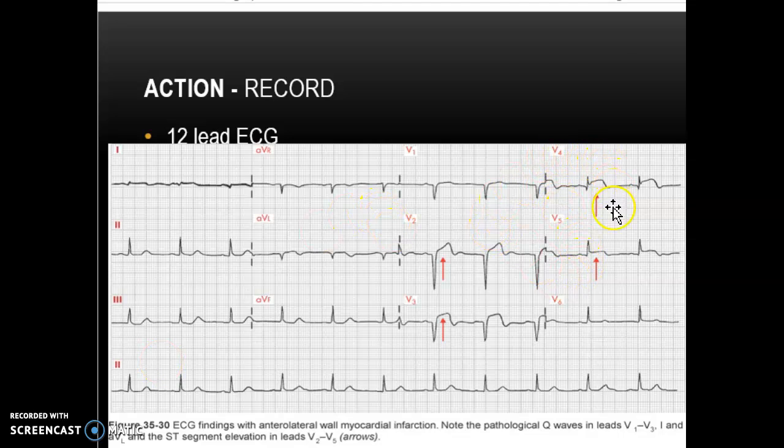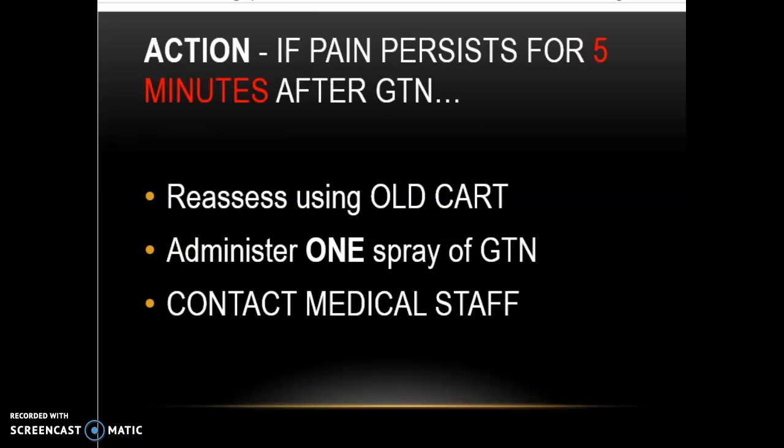Just having a look at this one, you can see some ST elevation in lead 4, 5, 2 and 3. This is a classic sign on an ECG. If there's ST elevation, it means that there is some cardiac damage there. So if after 5 minutes the pain is still there, we would do another assessment using OLDCART, administer another spray of GTN and contact medical staff.